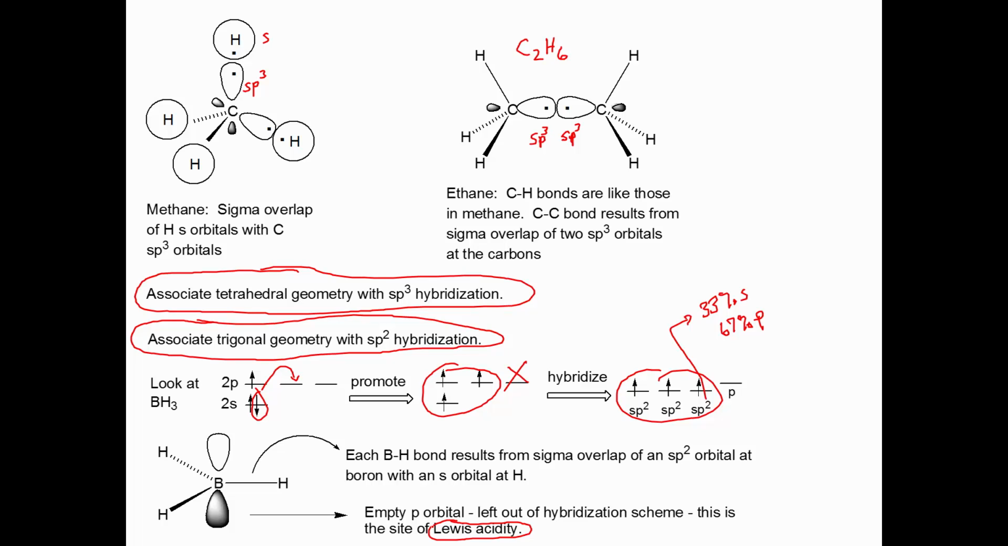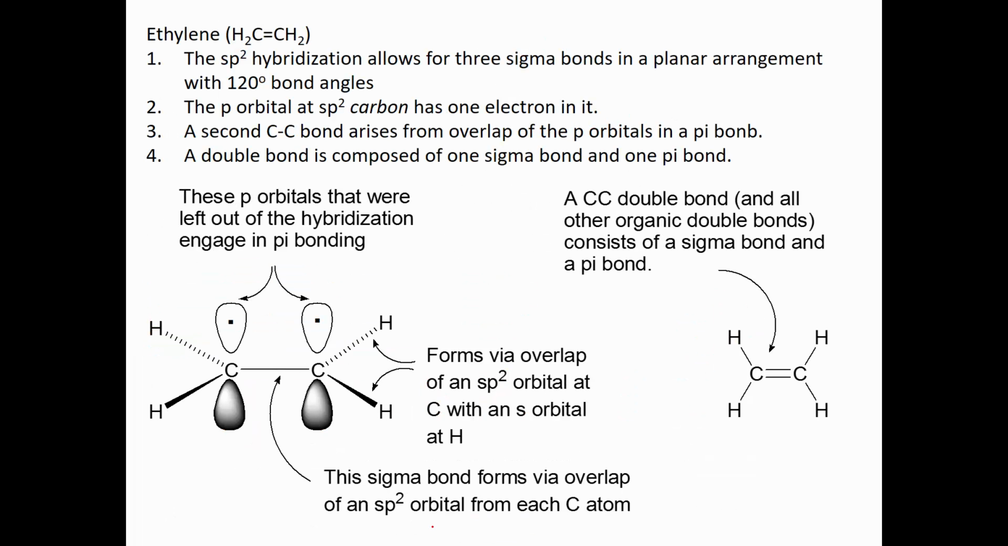All right, now let's go to an organic compound, ethylene. CH2, CH2, held together by a double bond, has the molecular formula C2H4. When we use the sp2 hybridization, this allows for the three sigma bonds to engage in a planar arrangement, with 120-degree bond angles. So if we look at the structure down here, these are our three sigma bonds, the ones that I've designated with a check mark.